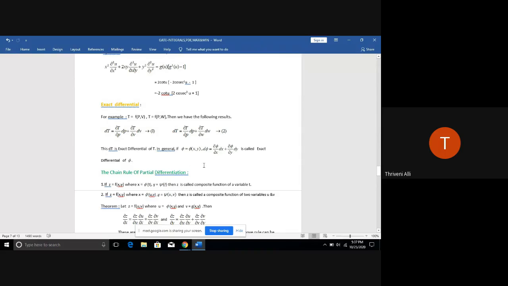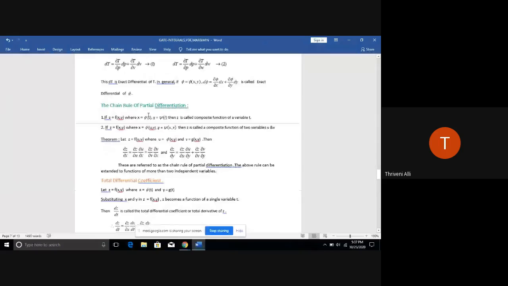Okay, in general, if phi is a function of x and y, we write d phi equal to dou phi by dou x into dx plus dou phi by dou y into dy. It is called the exact differential of phi. Remember that. And also the chain rule of PDE.